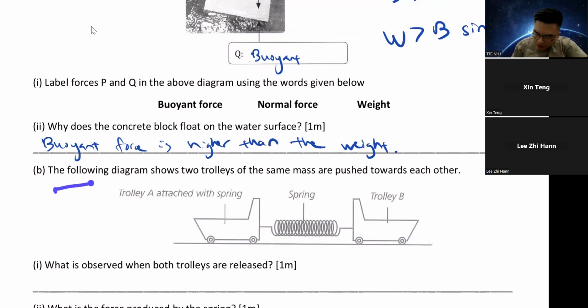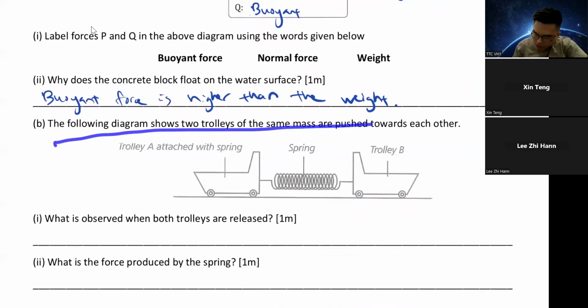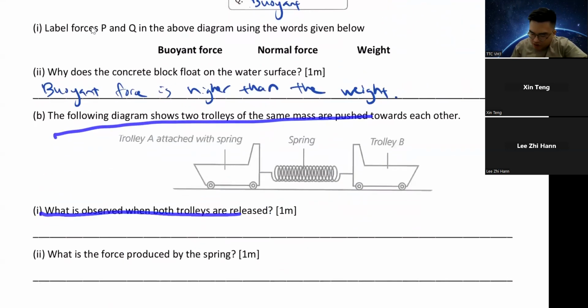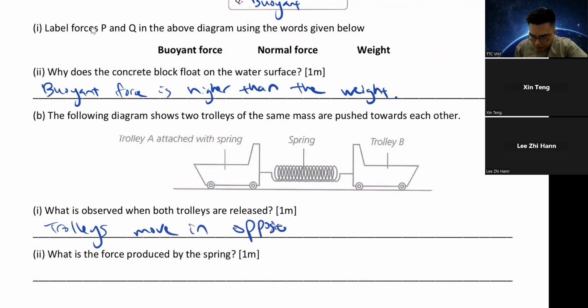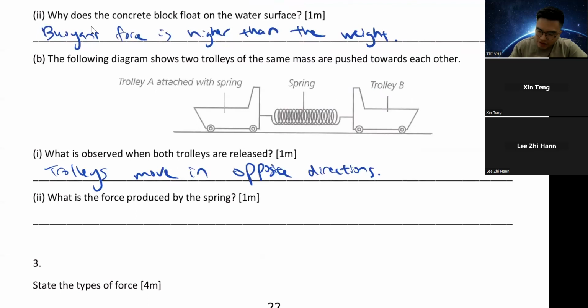Okay, B. The following diagram shows 2 trolleys of the same mass are pushed towards each other. What is observed when both trolleys are released? Okay, so this is your elastic energy. When you release it, it will bounce to opposite. So the trolleys move in opposite direction. Okay, one goes to the left, one goes to the right. So what is the force produced by the spring? This is called your elastic force.